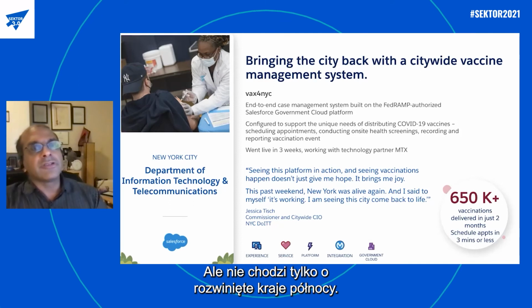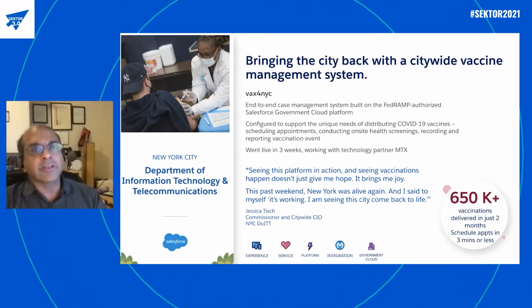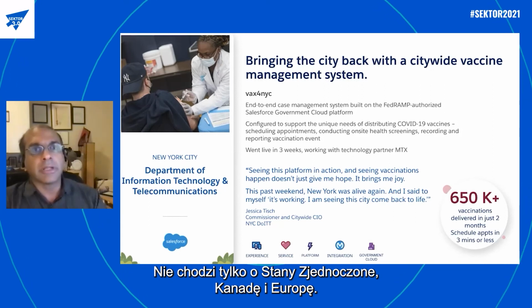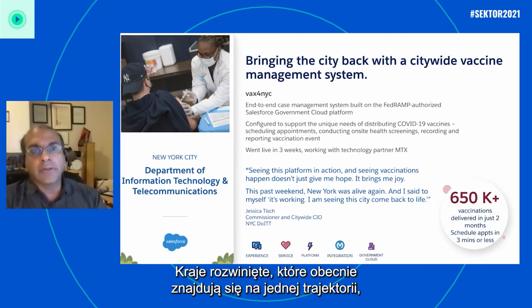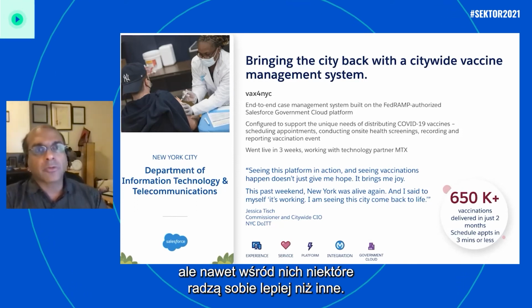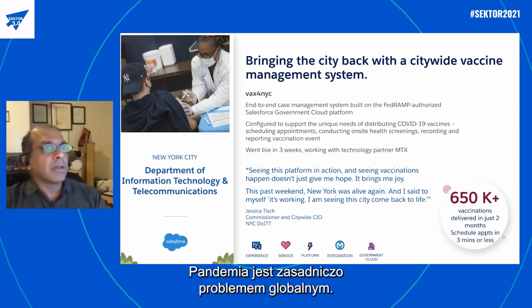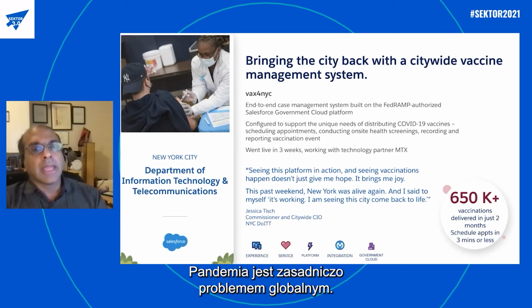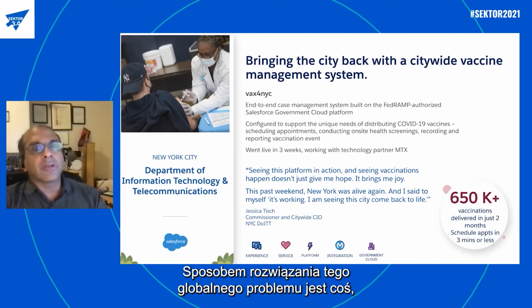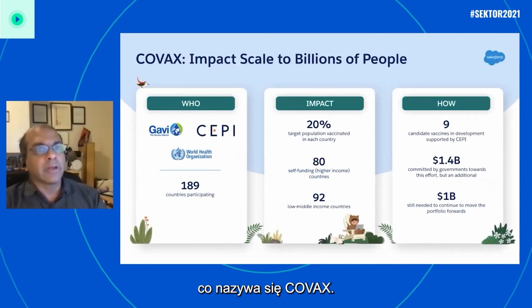But this isn't just about the developed North countries. This isn't just about the United States, Canada, and Europe. The rich countries of the world are currently on one kind of trajectory. And even among the rich countries, some of them are doing better than the others. But the pandemic is fundamentally a global problem. And the vehicle to solve this global problem is something known as COVAX.